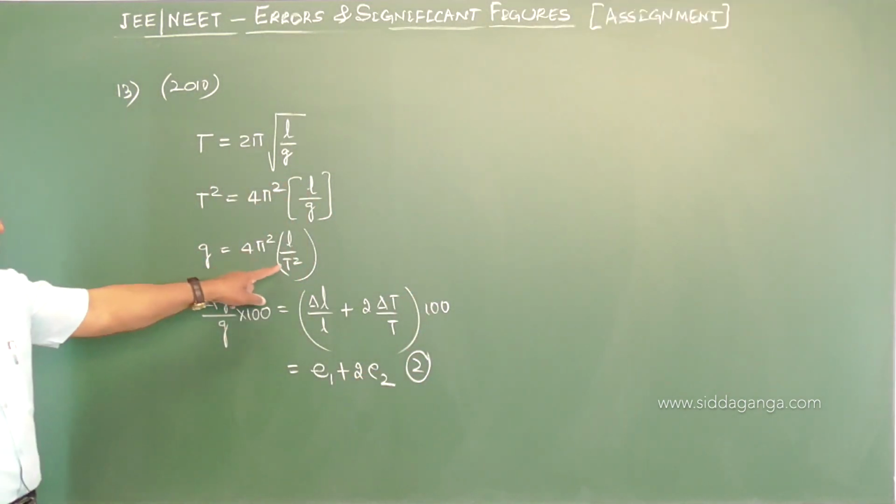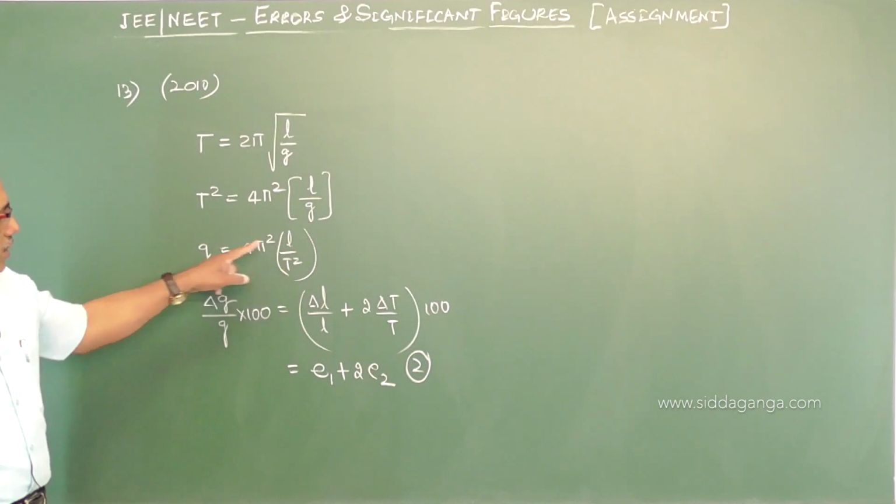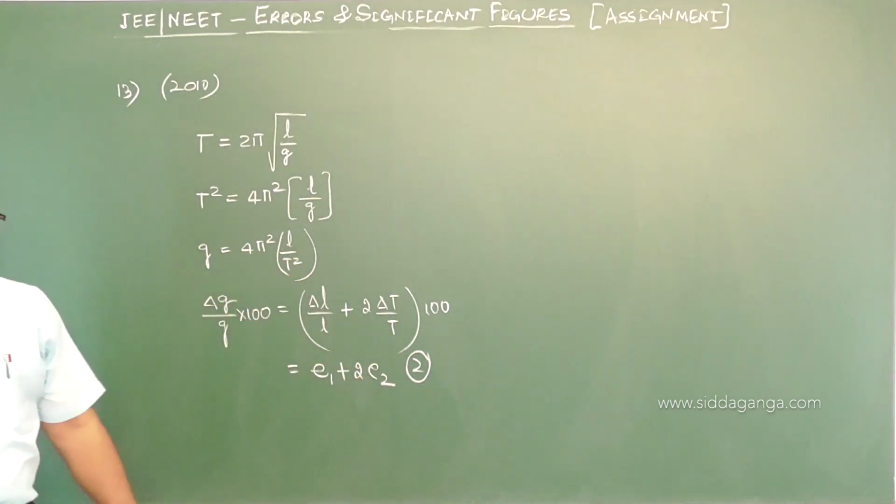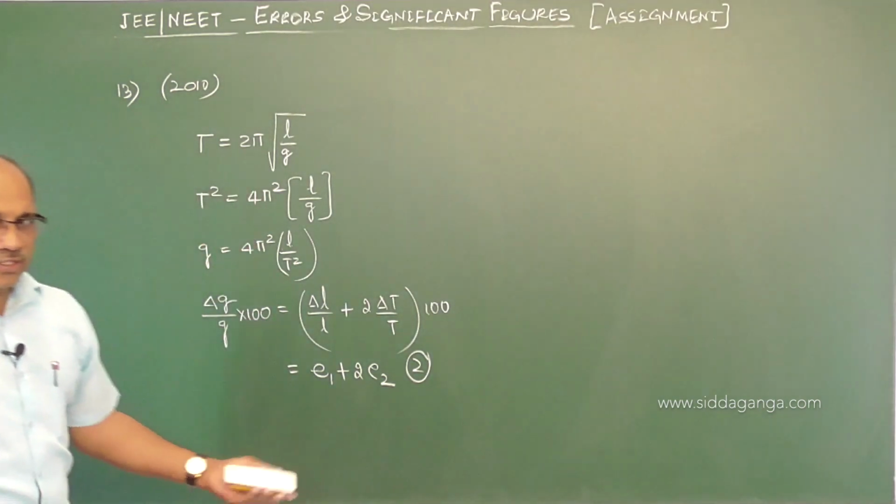I hope you understood. It is because it is T square. L is one time, T is square. Therefore 2 into delta T by T we have taken, and the final answer is the second one.